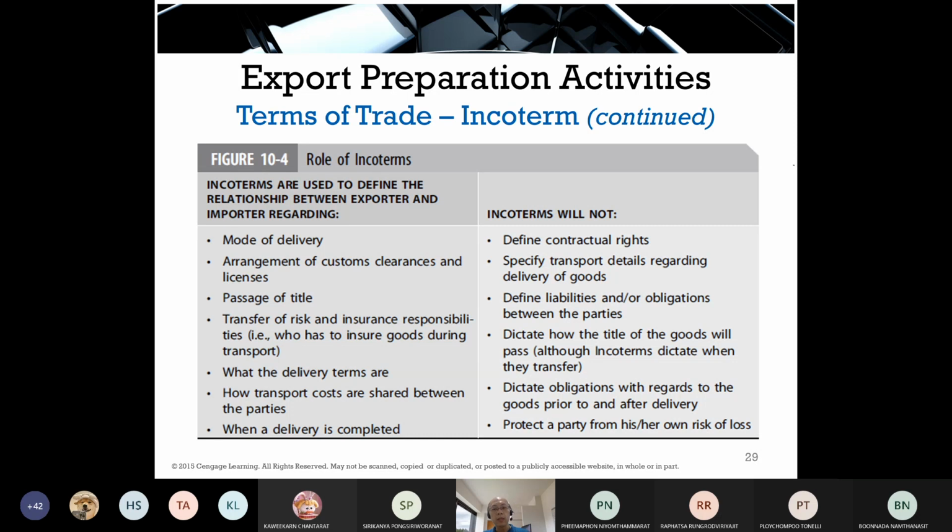But Incoterms is not everything. It will not cover the contract between exporter and importer. It just shows who is responsible for what. But in detail, you have to sign your own contract.